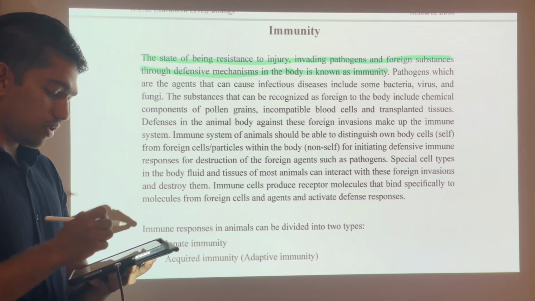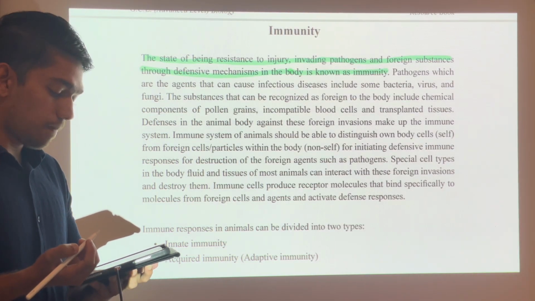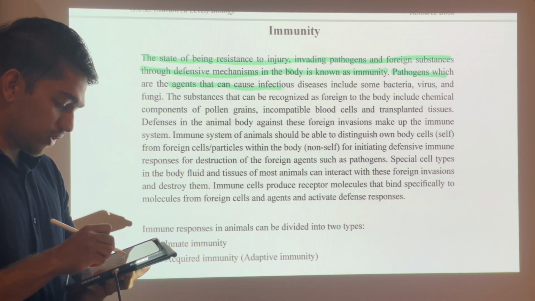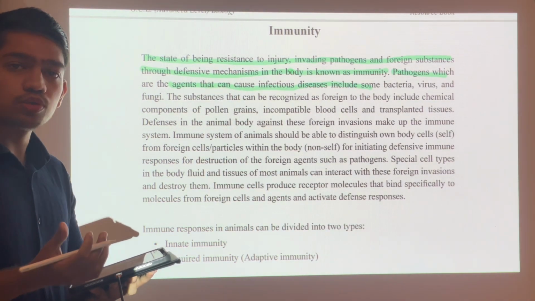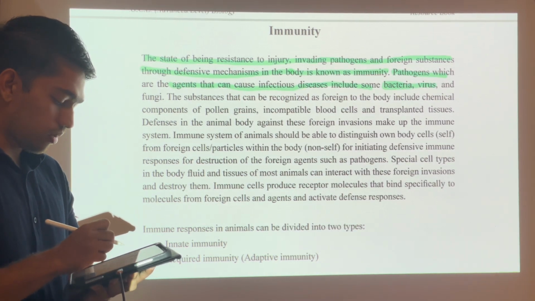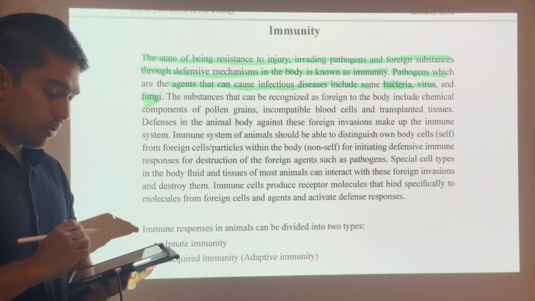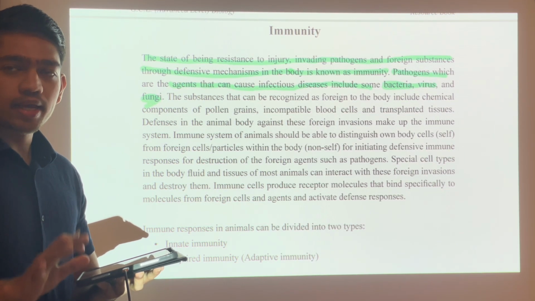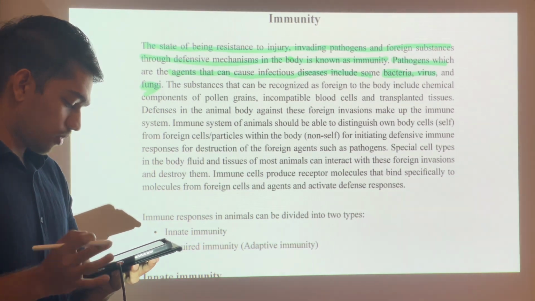So then you have a definition of what are these pathogens, right? Pathogens are the agents that can cause infectious diseases, and you have to know what are the categories of pathogens, right? So they can be bacteria, virus, and fungi, right? Sometimes it's not said here, but protozoans also can rarely cause diseases, right?